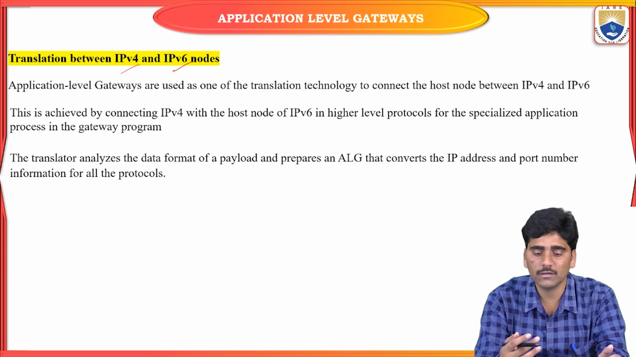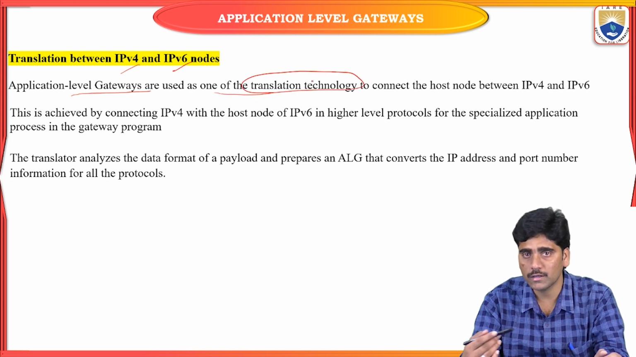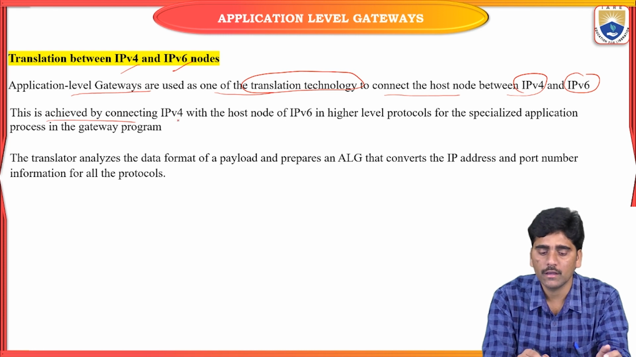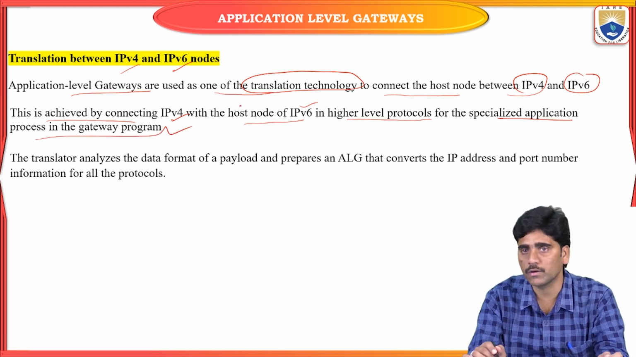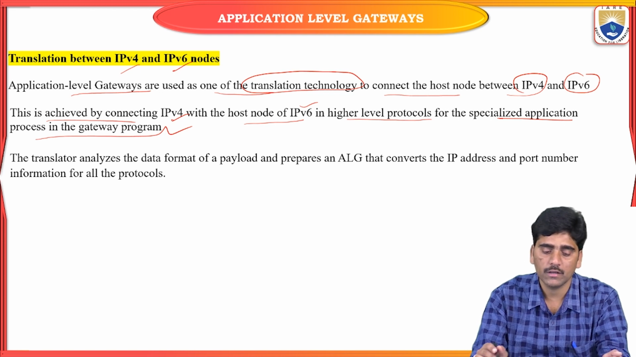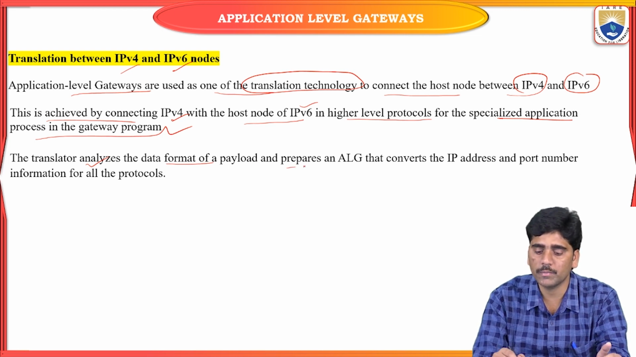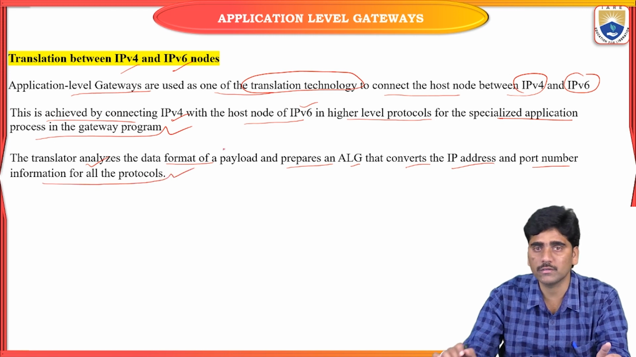So how are application level gateways used for translation between IPv4 and IPv6? Application level gateways are used as one of the translation technologies to connect host nodes between IPv4 and IPv6. This is achieved by connecting IPv4 with the host node of IPv6, in higher level protocols for the specialized application process in the gateway program. The translator analyzes the data format of the payload and prepares an application level gateway that converts the IP address and port number information for all the protocols.